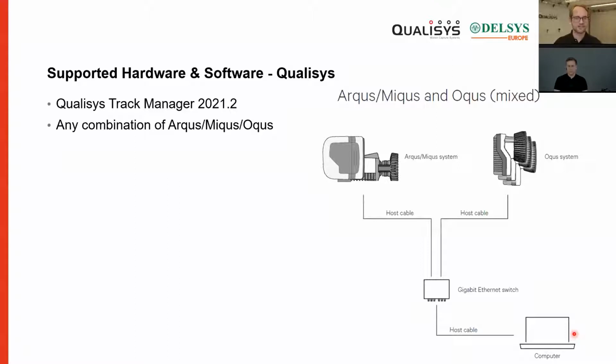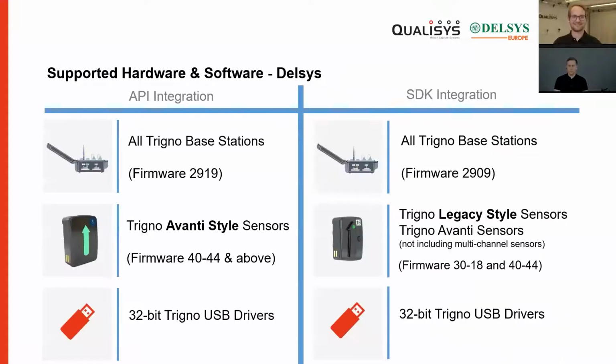All right, then let's take a look at requirements from the Delsys side, Steven. From a Delsys perspective, we're going to start on the left-hand side of the slide with the API integration, our new integration with QTM. All Trinio base stations are compatible with the new API integration. It does require that any existing and new base stations be on the latest available firmware, which is 2919, a longer string of numbers.